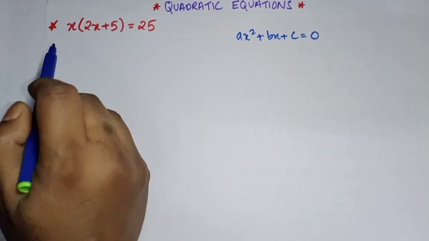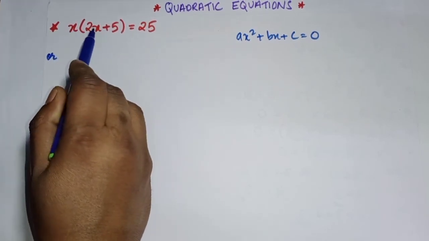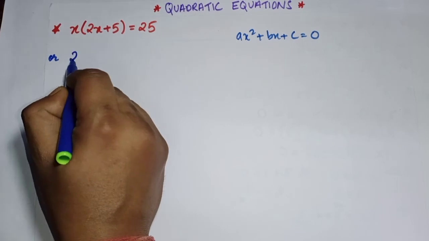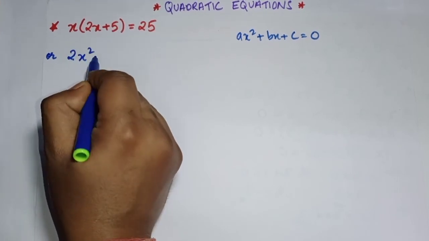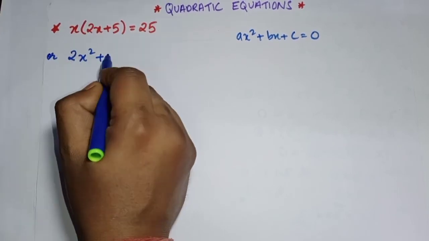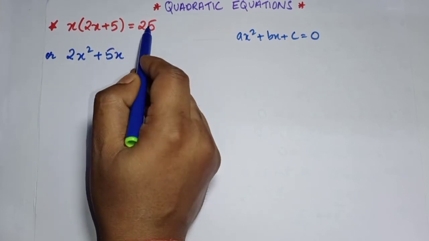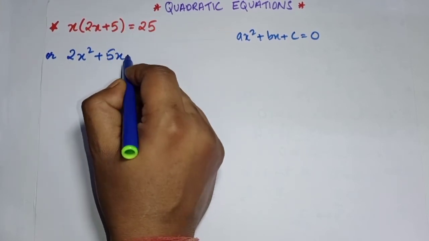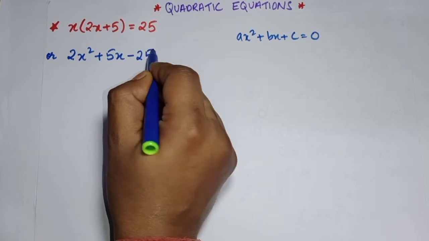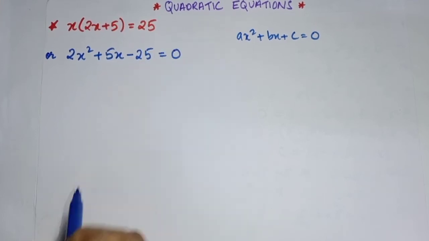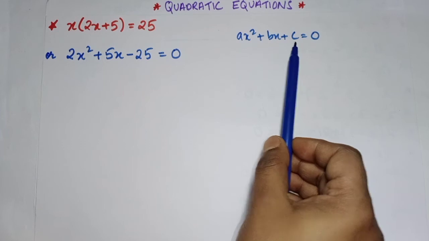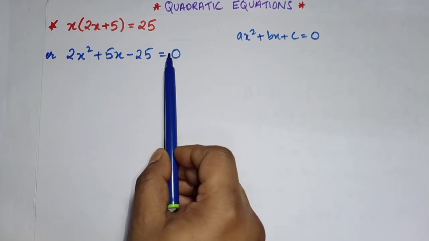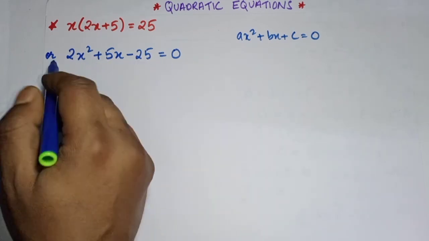Okay. So can I do it like this? Multiplication bracket is there. Bracket means multiplication. So it will be 2x into x, it will be 2x square, plus x into 5, it will be 5x. So can I bring this plus 25 here? When I bring it this side, it will be minus 25 equals 0. So now is it in the form of ax square plus bx plus c is equal to 0? Now I think you are perfect to do this.